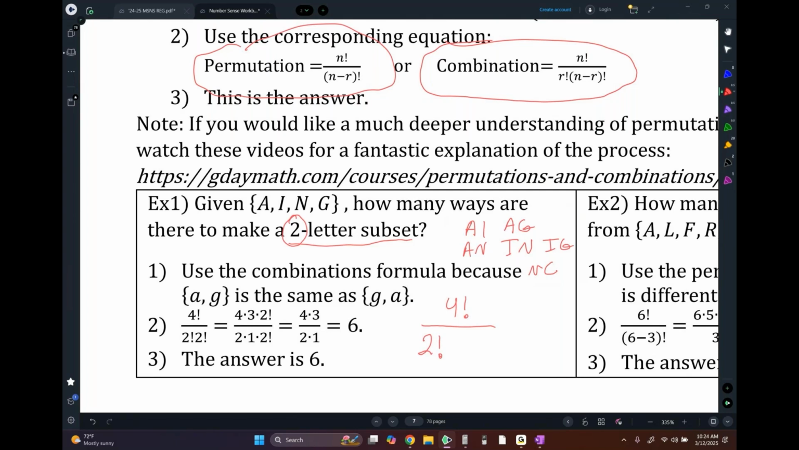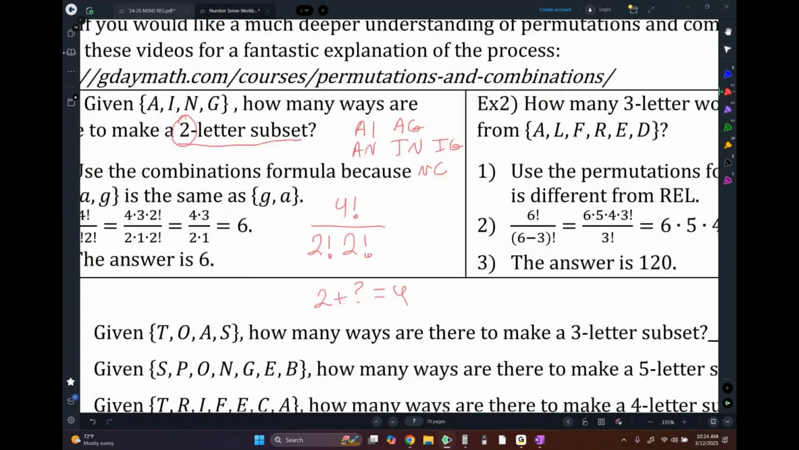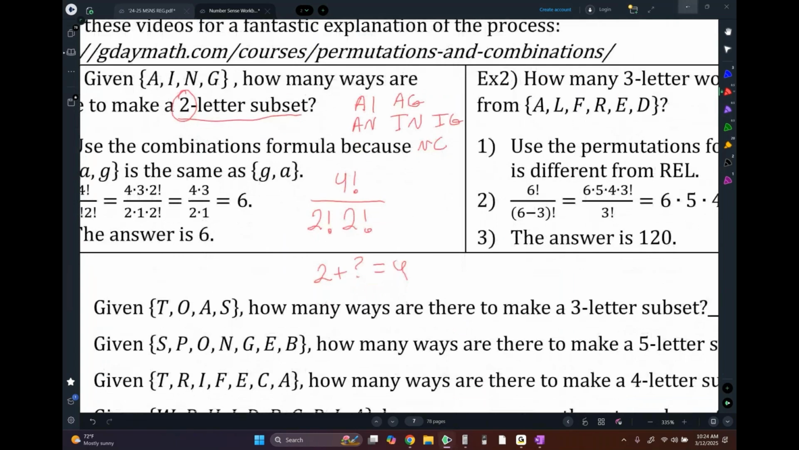All right. Now the second half is I ask myself, 2 plus what makes 4? Well, 2 plus 2. So I'm going to put another 2 here. So it'll be 2 factorial, 2 factorial. So it'll be 4 factorial over 2 factorial, 2 factorial. Now, the way I like to look at this is I think of 4 factorial. Watch what I'm about to do.